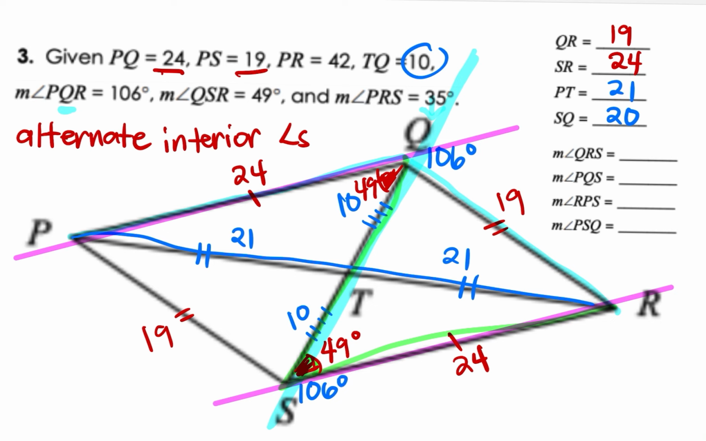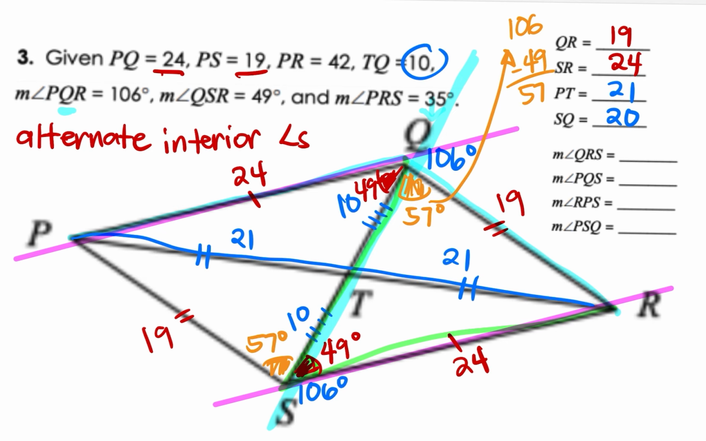Now we can find this angle here by taking the whole measure of angle Q, which is 106, and taking 49 from 106, which will give us 57. And so therefore, this orange angle is going to be 57 degrees, and its alternate interior angle, which is PSQ, is going to be 57 degrees as well. So we're going to write here PSQ, which is 57 degrees.